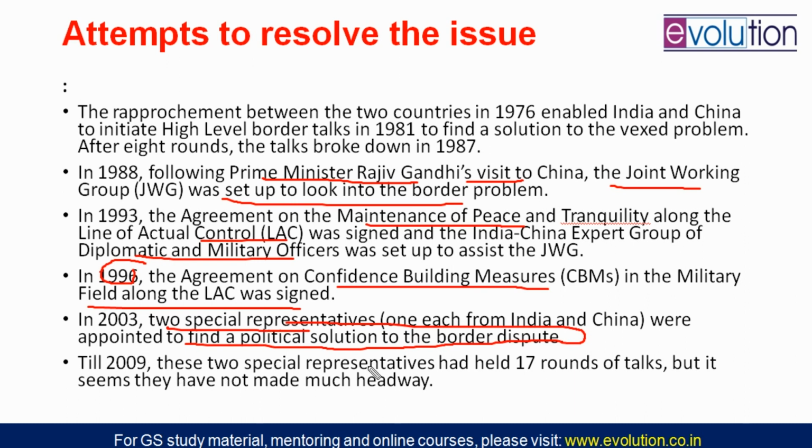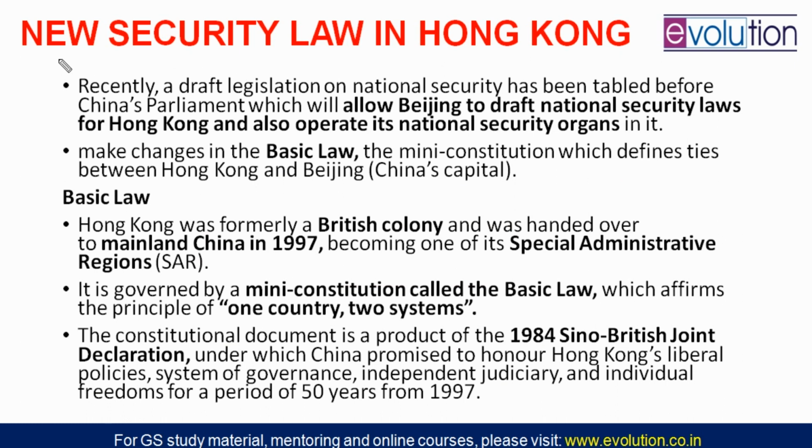Till 2009, these two special representatives have held 17 rounds of talks, but it seems they have not made any headway. Our last topic is the new security law in Hong Kong. For understanding this new security law's implications, first we need to understand how Hong Kong and Macau came to China and how they are being administered.